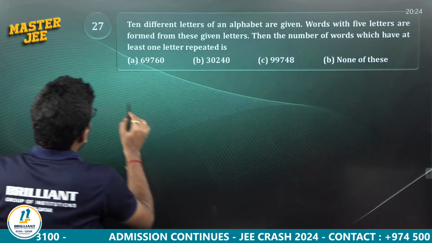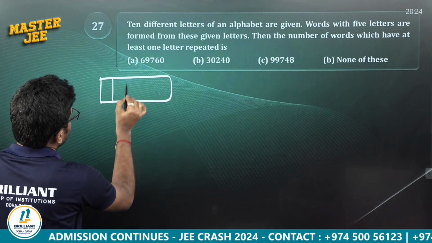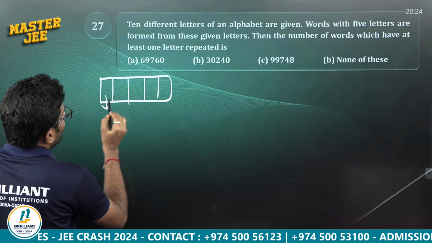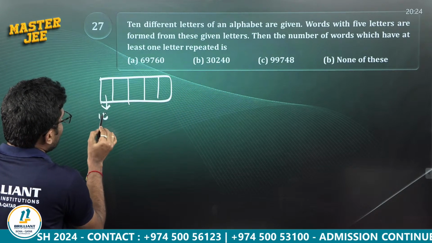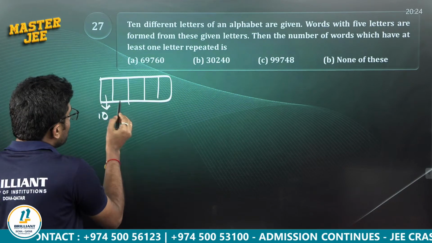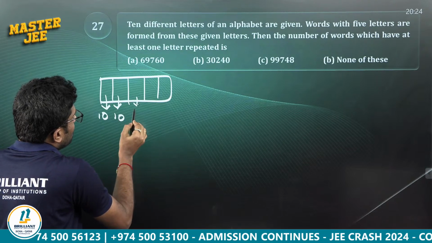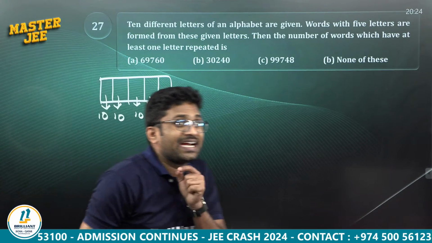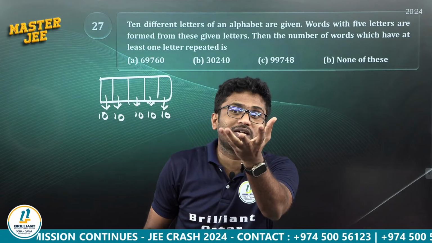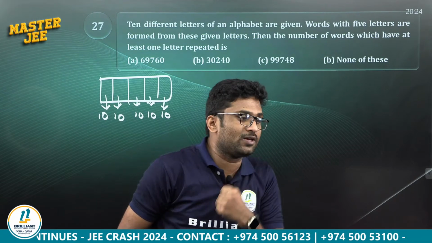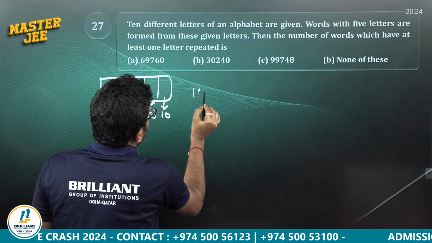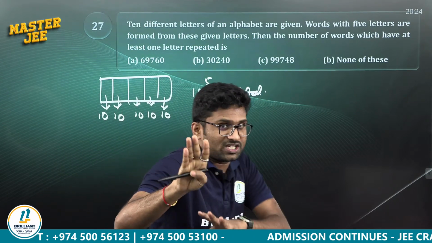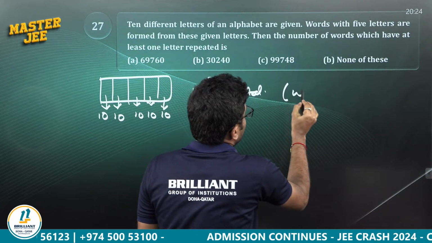Now see, 5-letter words we have with repetition. 1, 2, 3, 4, 5. With repetition, as we have 10 alphabets, this place can be filled in 10 ways. This place can be filled in 10 ways, 10 ways, 10 ways, 10 ways. So the total number of 5-letter words that can be formed by using 10 letters will be 10 power 5. This is our total. Total means with repetition.